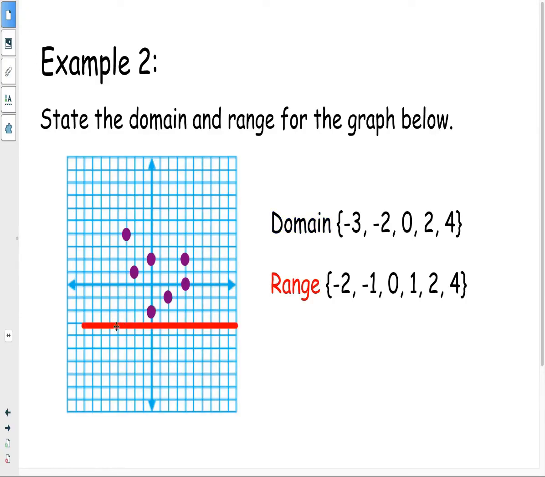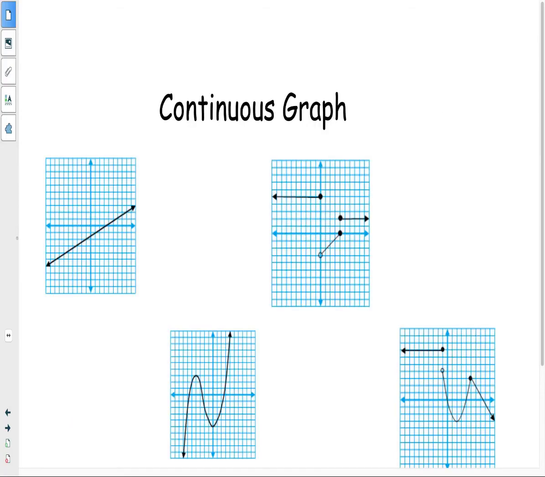Likewise, I could do the same thing for my range. The only difference is I'm going to be reading it from bottom to top. So if I take this from the bottom and I move, once I hit my first point, I know my range has begun. It's at -2. Moving up, it goes to -1, 0, 1, 2, and ultimately ends at 4. So again, I'm able to use that as a way to just check my values as I'm reading left to right for my domain and up and down for my range.